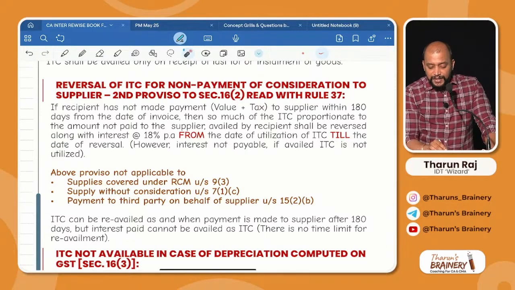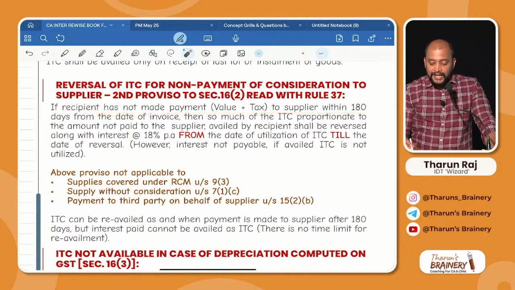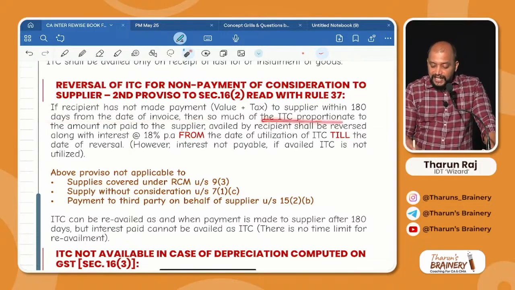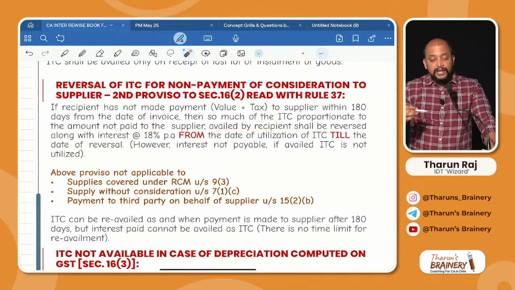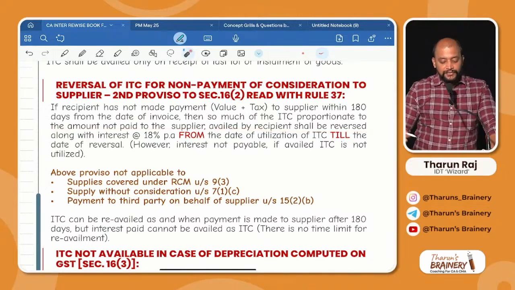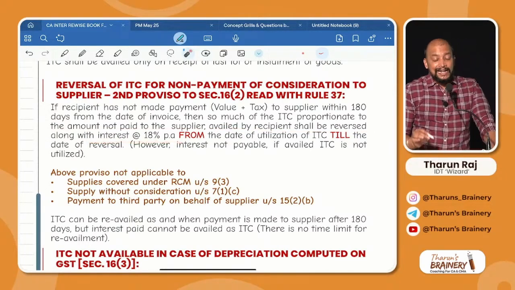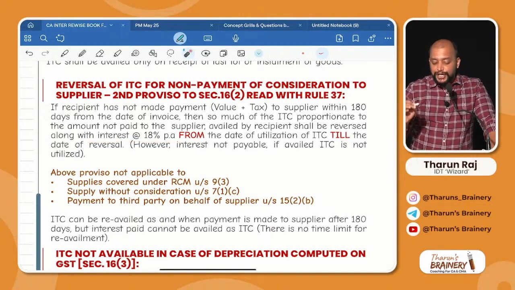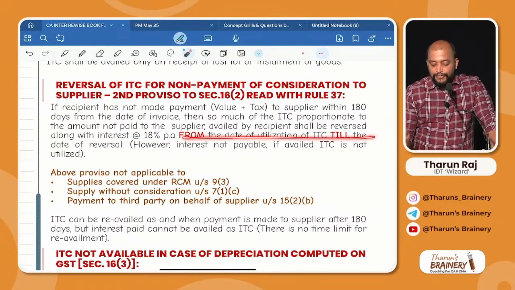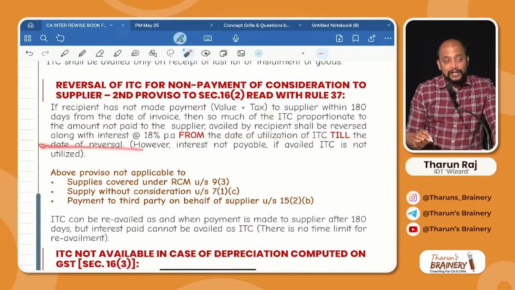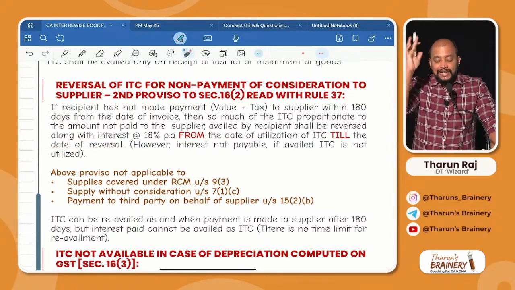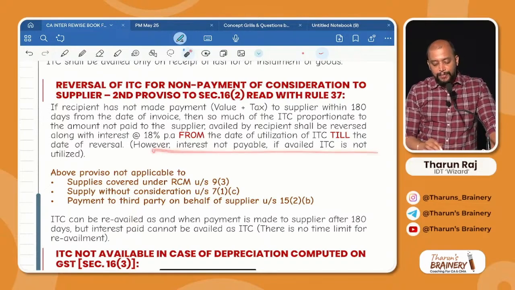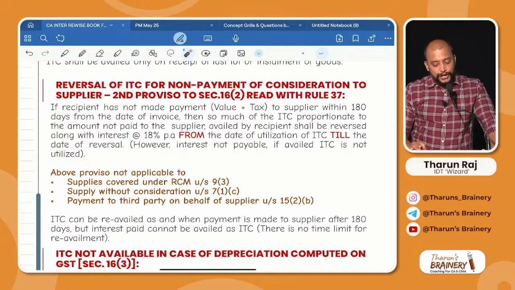See this. If recipient has not made payment to supplier within 180 days from the date of invoice, then so much of the ITC proportionate to the amount not paid to supplier availed by the recipient shall be reversed along with what? Interest. At what rate? 18% per annum. From which date to which date? From the date of utilization of ITC till the date of reversal. What if you have not utilized the ITC? Interest shall not arise. Interest not payable if availed ITC is not utilized.